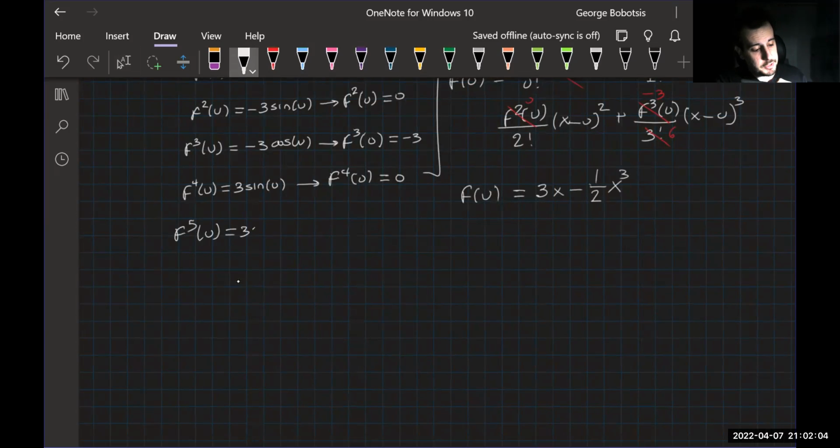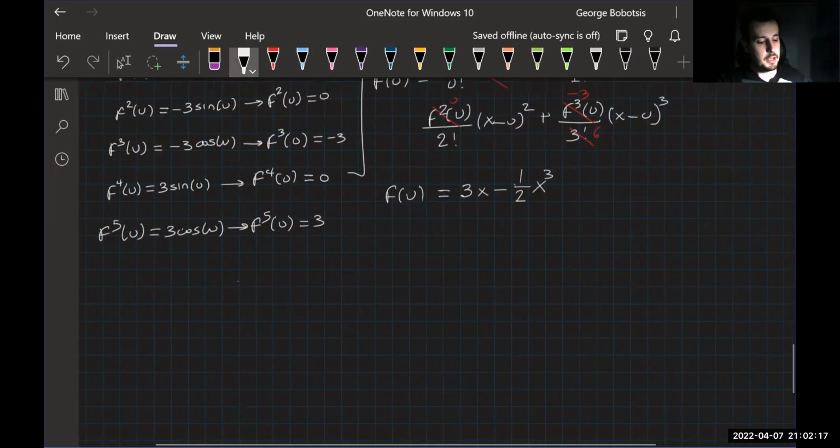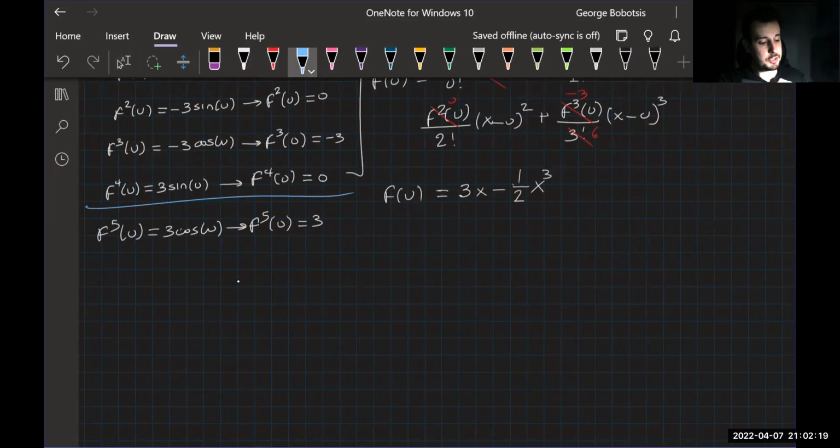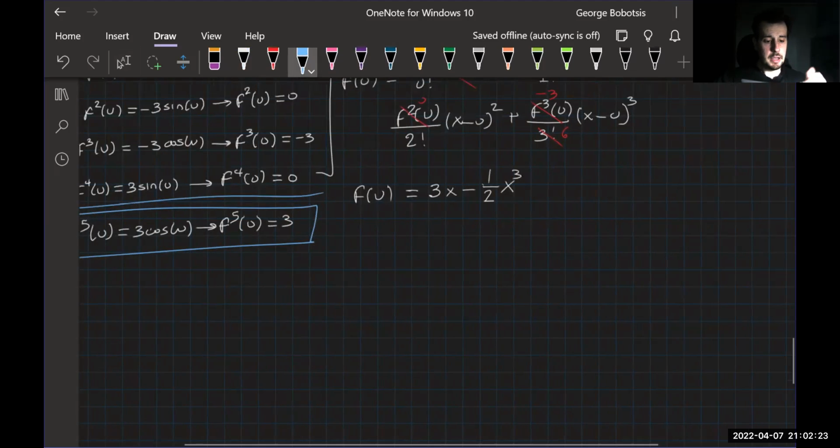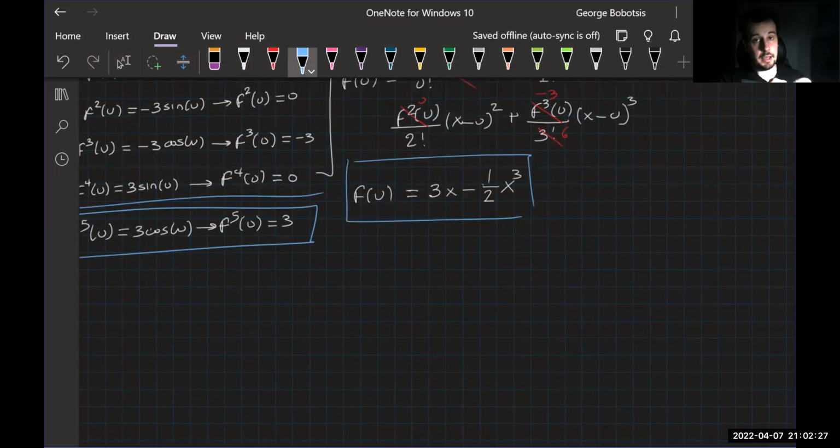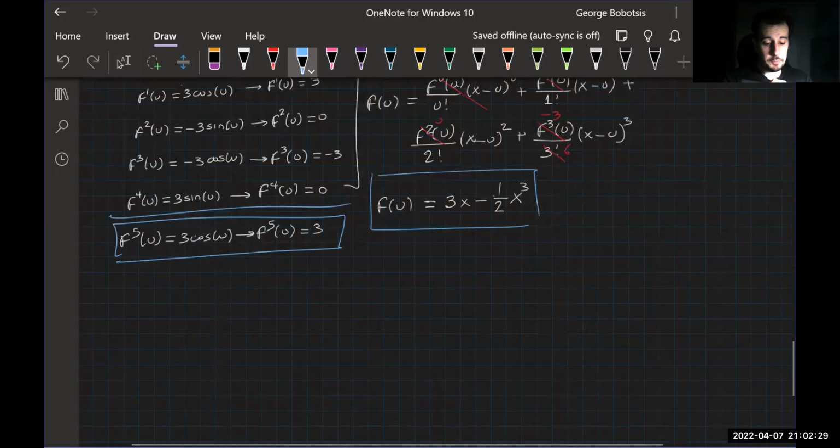Okay, 3 sine of u will be differentiating to 3 cosine of u. That's going to end up giving me here, again, if I plug in 0, it's going to give me 3. No surprise. We'll need that for the error, the last derivative here. This is going to be for Taylor's inequality. But that's what I have so far, okay? This is what I have. So where do I go from here?